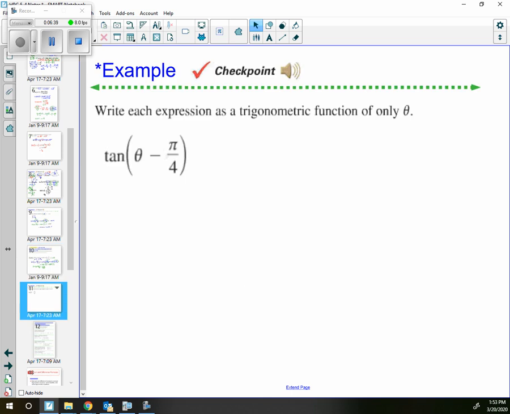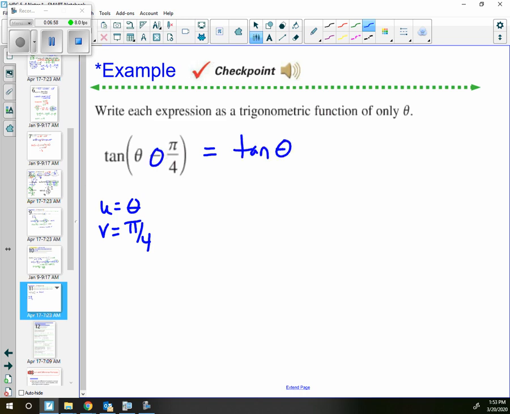So we're going to do this for the next one. We're going to do the same thing. We're going to do a difference formula and see if we can come up with an easier way to express that, knowing that I can use my sum and difference formulas to do this. So my u is like the theta and the v is like the pi over 4. And it's a difference formula. So for tangent, it's tangent of the first angle minus tangent of the second angle, pi over 4, over 1 plus tangent of the first angle times tangent of the second angle.